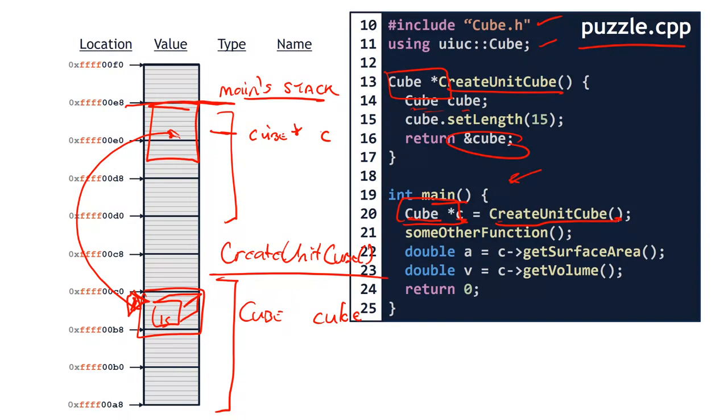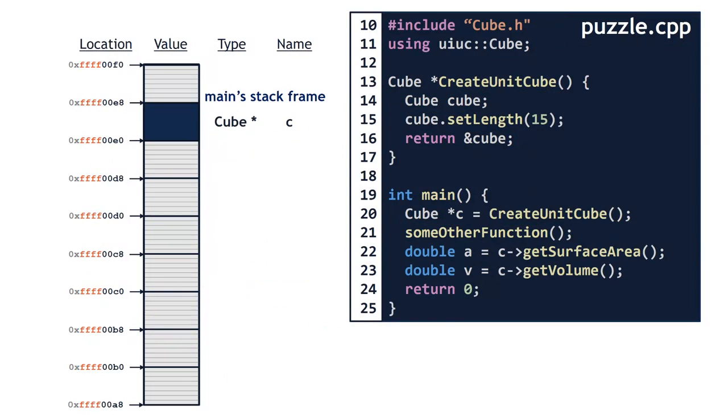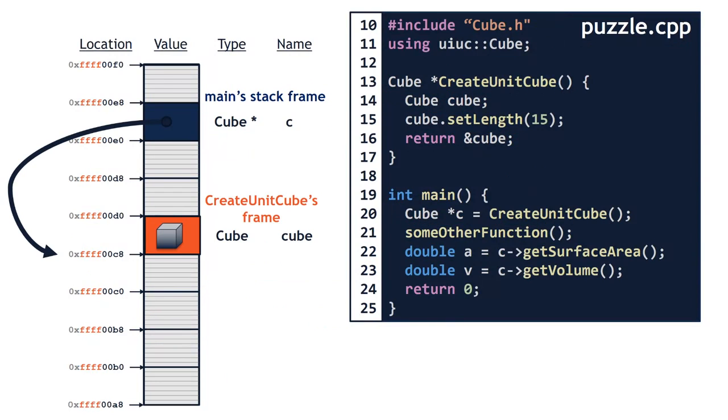So I'm going to redraw this to clean it up just slightly. And we're going to see exactly the same thing with a pointer from main's memory into cube's memory. At this point, we have the exact same drawing we drew earlier, and we have main stack frame, we have create unit cube stack frame, and we see that the cube is here in create unit cube, and we have a pointer that points to that cube.